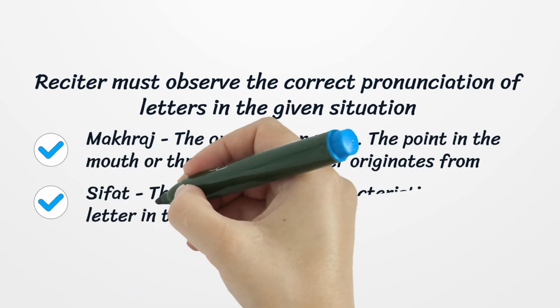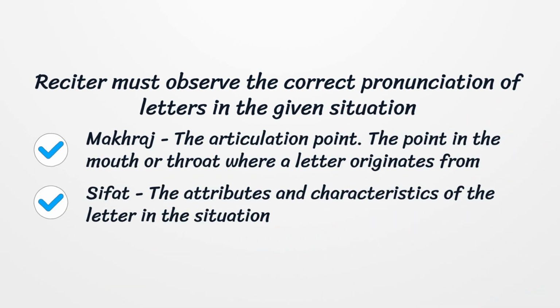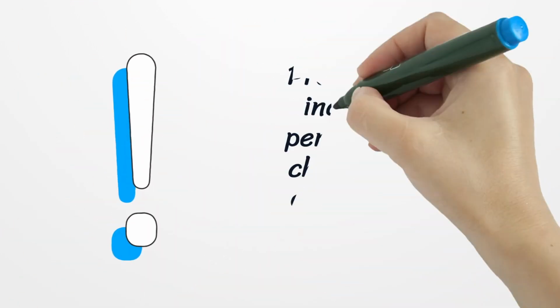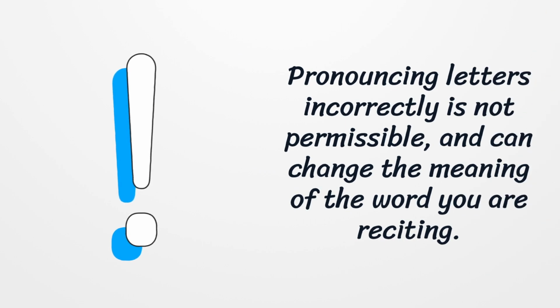The purpose of Tajweed is to make sure that the reciter of the Qur'an observes the correct pronunciation of each letter in the given situation, without any exaggeration or deficiency. Arabic letters have two components. The makhraj, which is the articulation point. This is a point in the mouth or throat where the letter originates from. The second attribute is the sifat, which is the attributes or characteristics of the letter in the given situation. Knowing the sifat and makhraj of each letter is a key component of Tajweed.